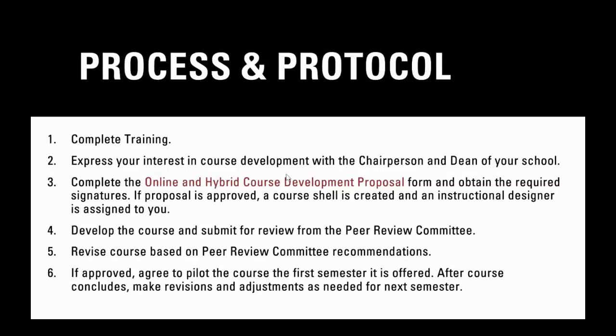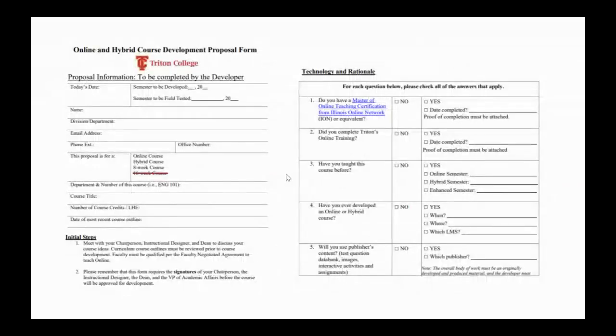Okay, so the online hybrid course proposal review form. This is what it looks like in its current state. You see the obvious things, the informational identifiers over here. You'll notice here that I have 6 week crossed out.